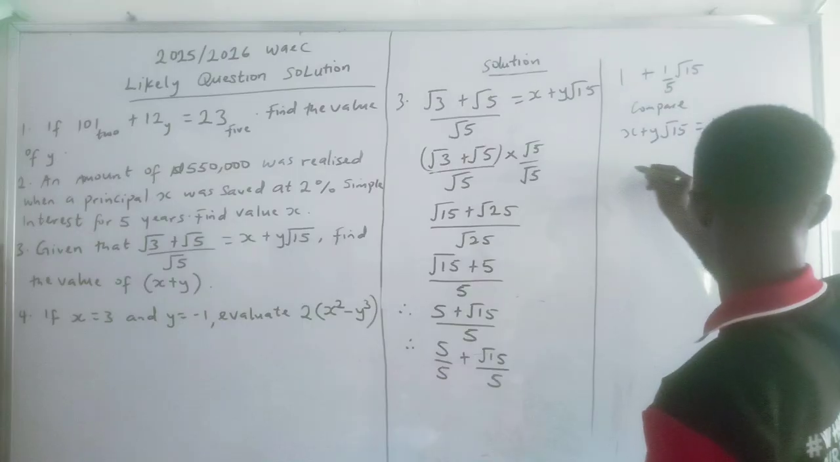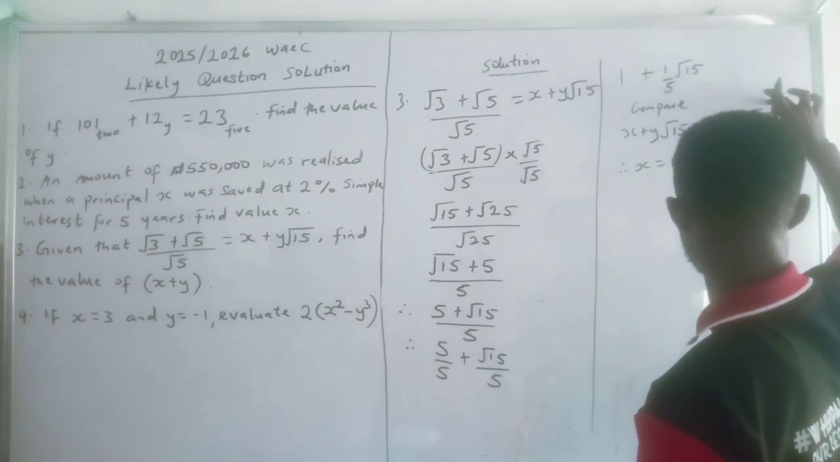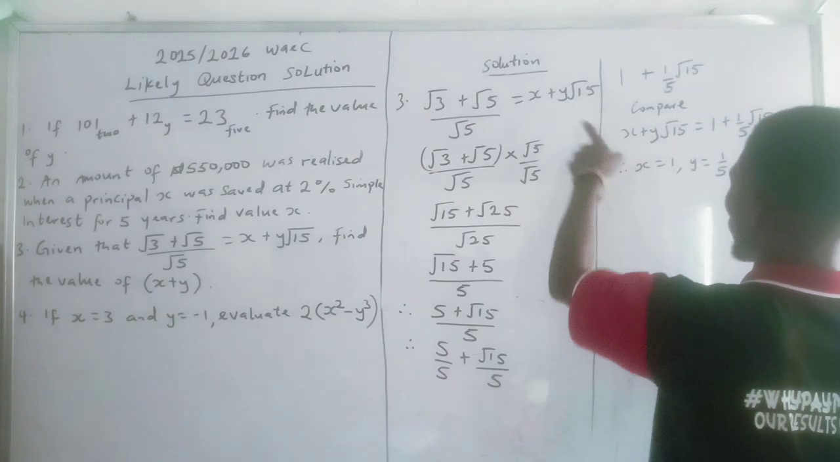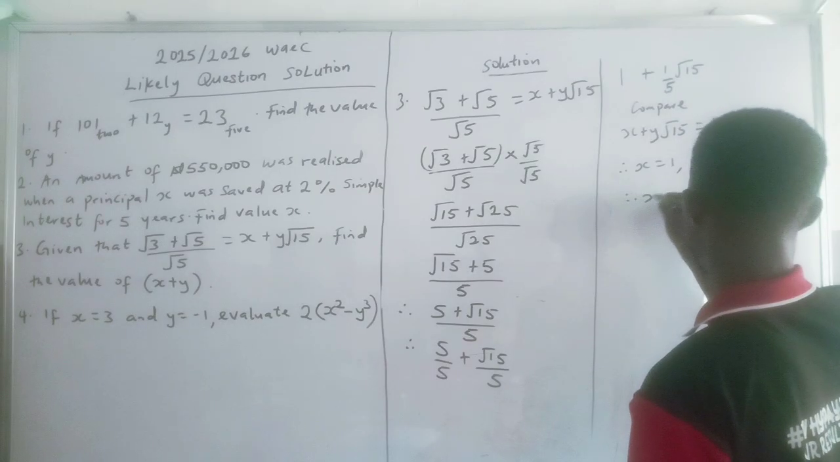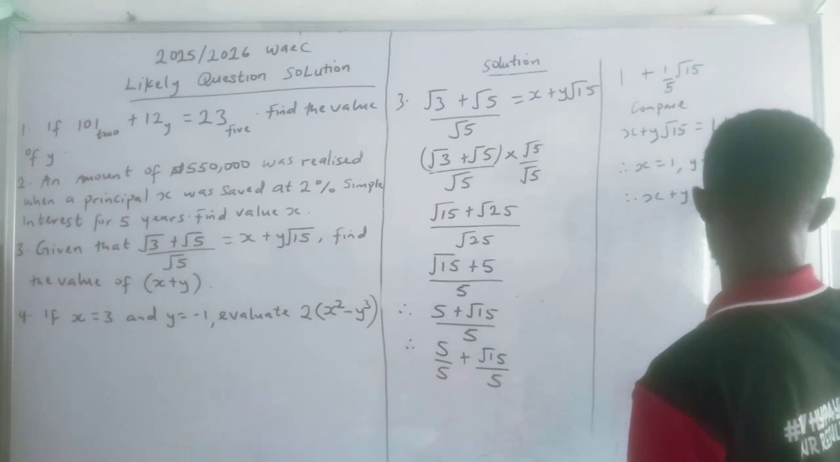Then this is our x. So our x is equal to 1 and y is equal to 1 over 5, because there is 1 over 5 at the back of this square root of 15. So our y is at the back of this root 15. So therefore x plus y will now be equal to 1, then plus 1 over 5.